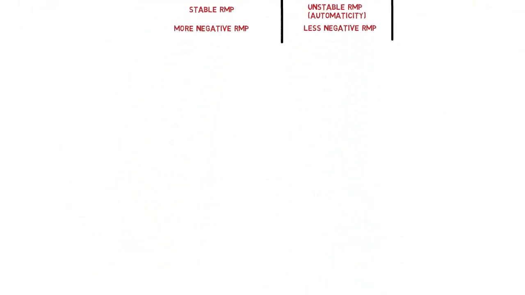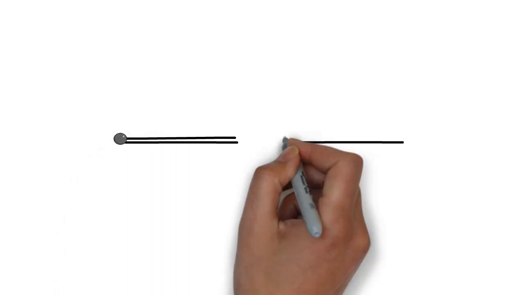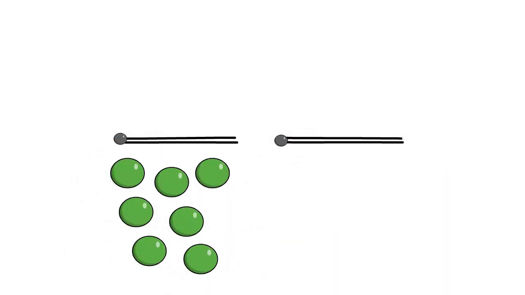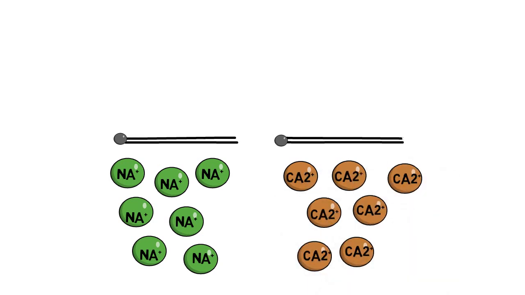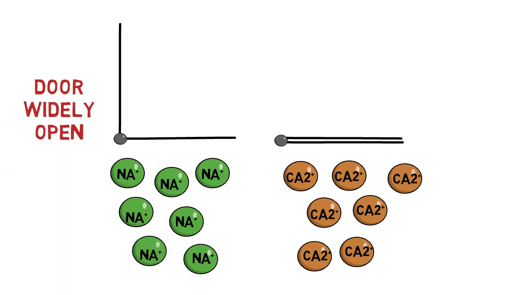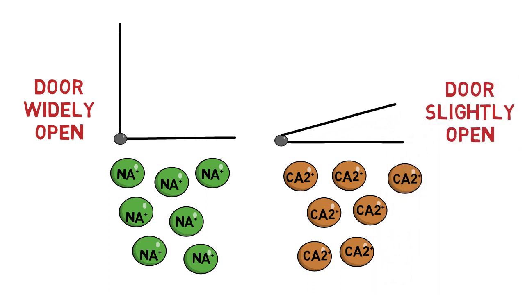The analogy can be represented by these two doors. Imagine that initially both doors are closed. At one door we have lots and lots of sodium ions waiting to cross to the other side, and at another we have calcium ions. But once the doors are activated, in a split second the door holding the sodium ions opens widely, allowing lots and lots of sodium ions to pass through at the same time, whereas the door holding the calcium ions opens very slowly and slightly, allowing only a few to pass.